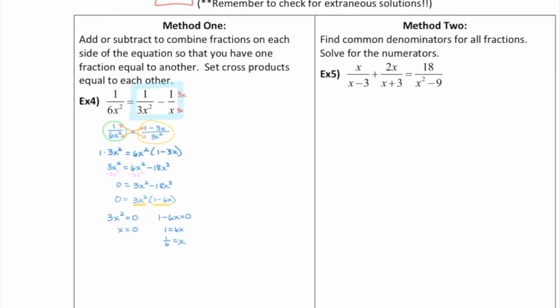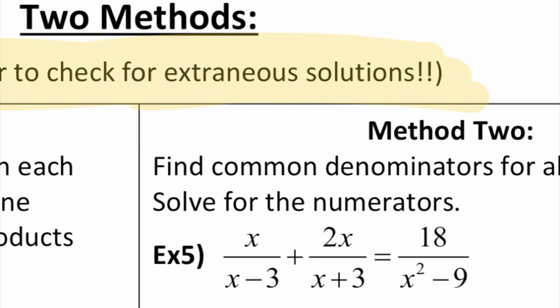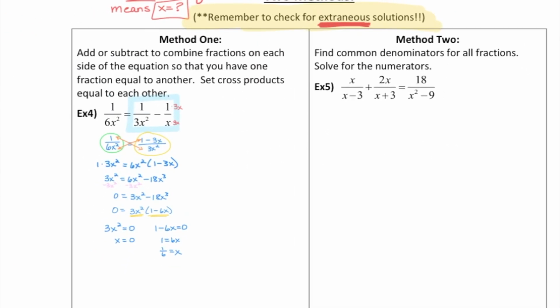Up here, I have a note that you need to remember to check for extraneous solutions. So just a really quick reminder of what is an extraneous solution. You learned about that a little bit in Algebra 2. Extraneous solution means that you didn't make any mistakes in solving the problem. Both of those answers, 0 and 1/6, are algebraically justifiable, but one or both of them is not actually a solution of the graph or the function, because it would make one of the denominators equal to 0.